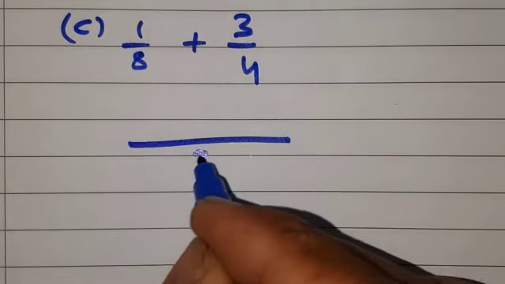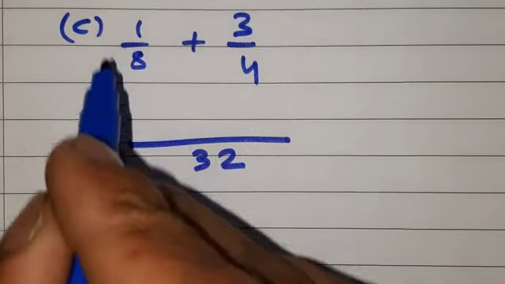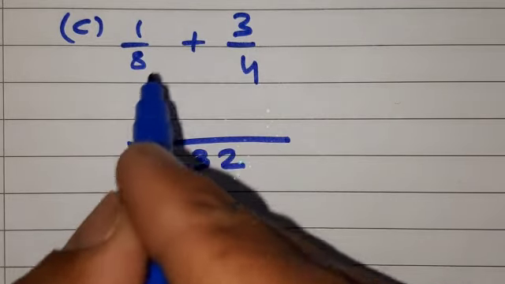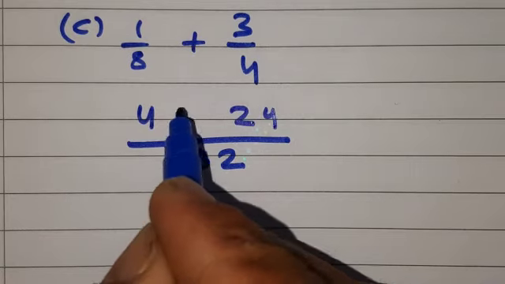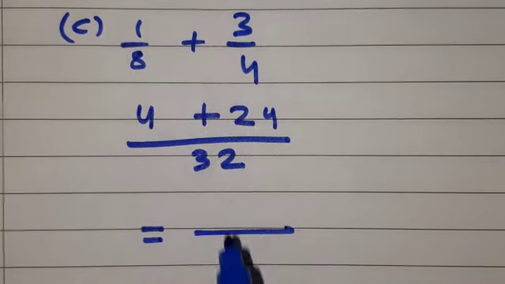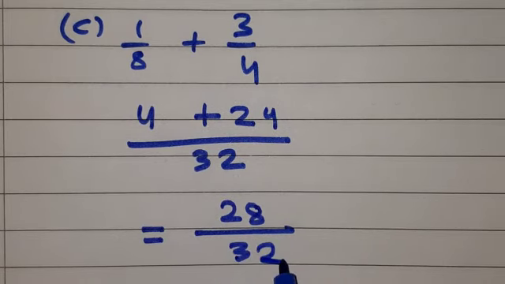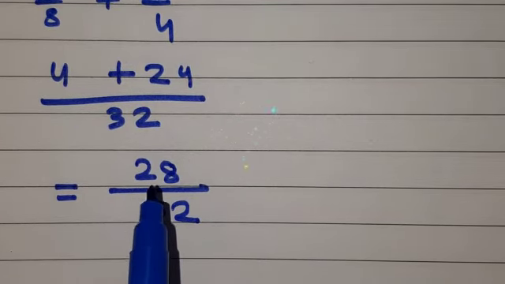8 times 4 is 32, and 4 times 1 is 4, because the numbers are multiplied crosswise, okay? 4 times 1 is 4 and 8 times 3 is 24, and between them is the plus. So what do we get? 28, and the denominator is 32. We can reduce this by 2 or 4.